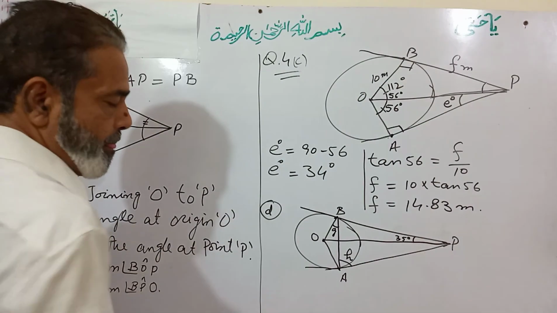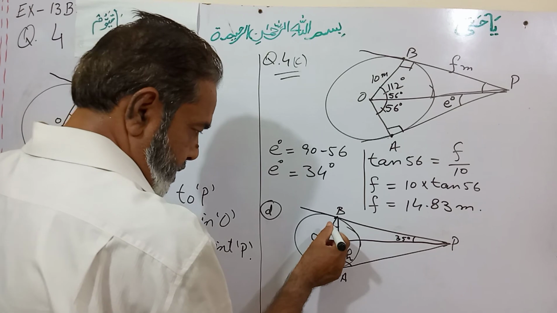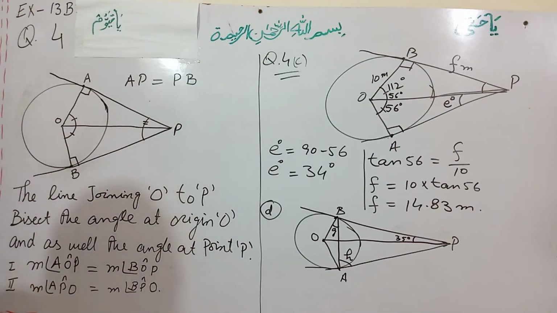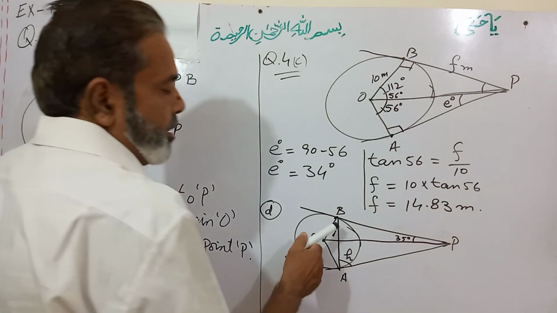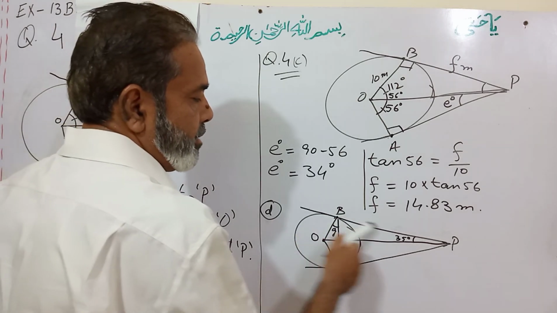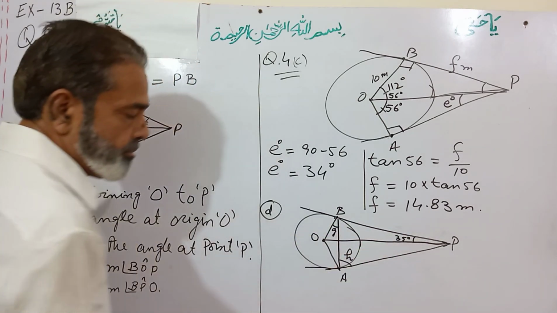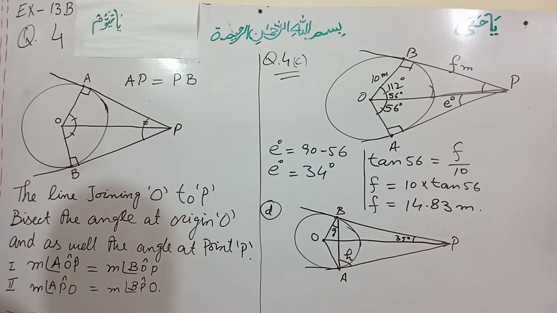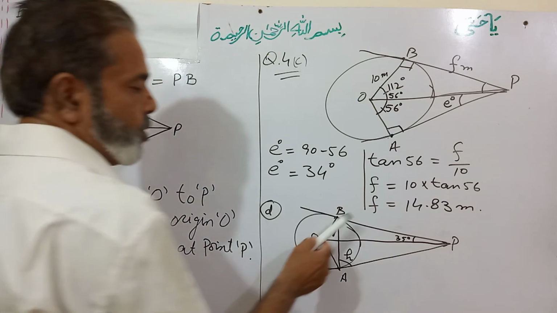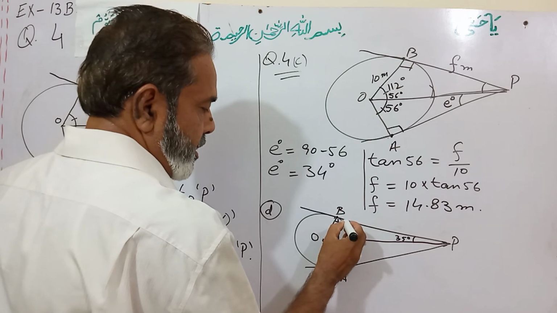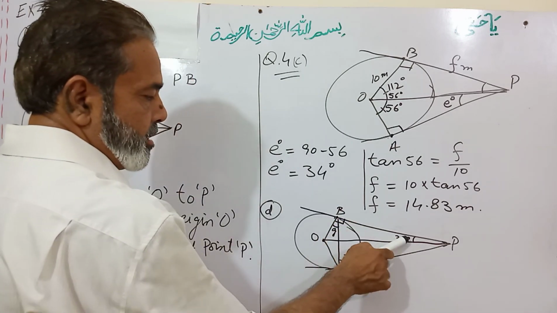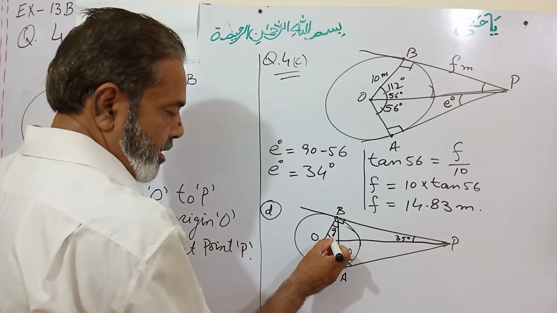You know that the radius will make a right angle with this tangent, and angle G is required. And this line is bisecting from O to the line OP. We need angle H. If 35 is given, so this whole angle is 90. So 90 minus 35, you will get this angle.